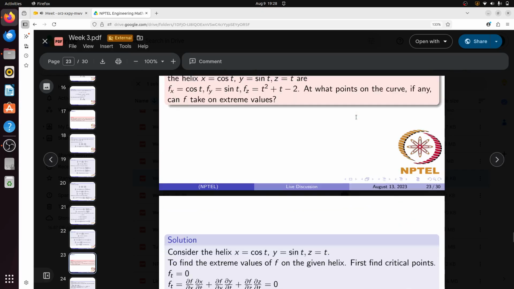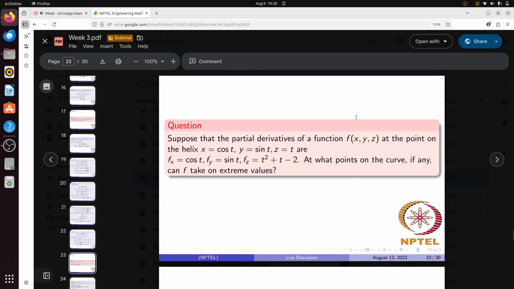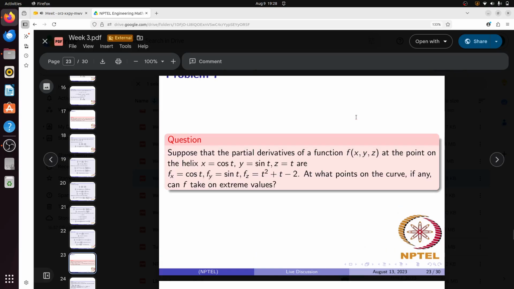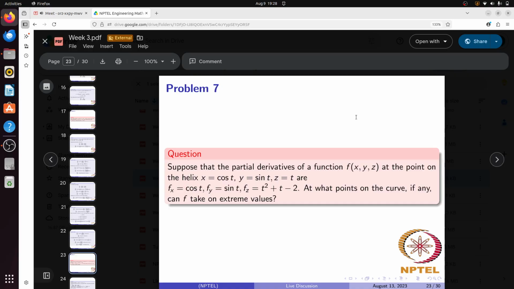Now suppose that the partial derivatives of a function f x y z at the point on the helix x equal to cos t, y equal to sin t, z equal to t, are fx equal to cos t, fy equal to sin t, fz equal to t square plus t minus 2. At what points on the curve, if any, can f take extreme values? You can solve it.